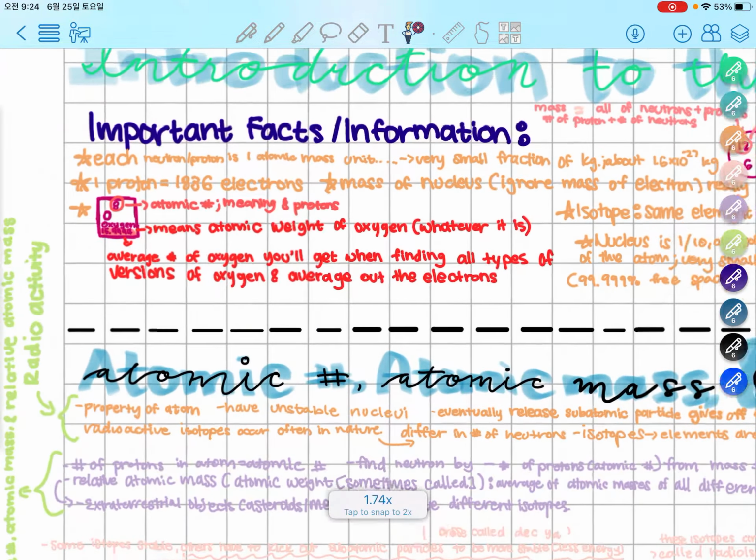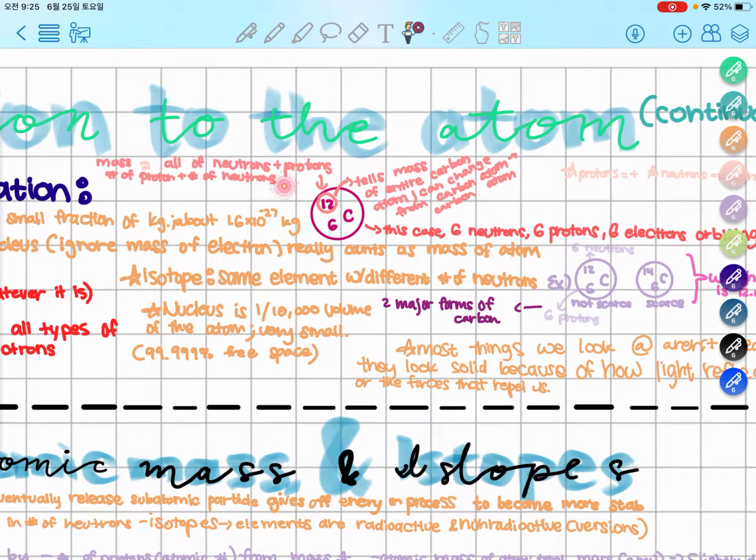Important facts and information. Each neutron and proton is one atomic mass unit. It is a very small fraction of a kilogram, about 1.6 times 10 negative 27 kilogram, like I mentioned before. And as you can see, this is an example of an atom, and this 12 is the neutrons plus protons included.